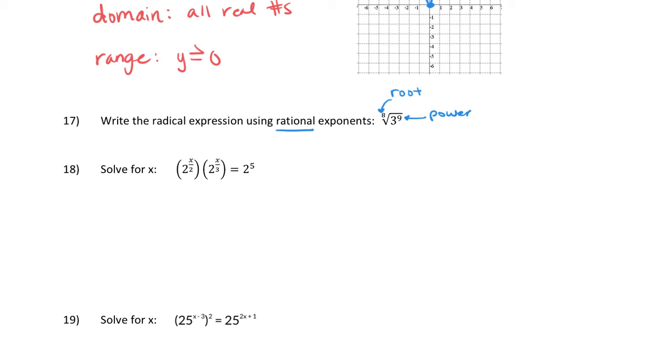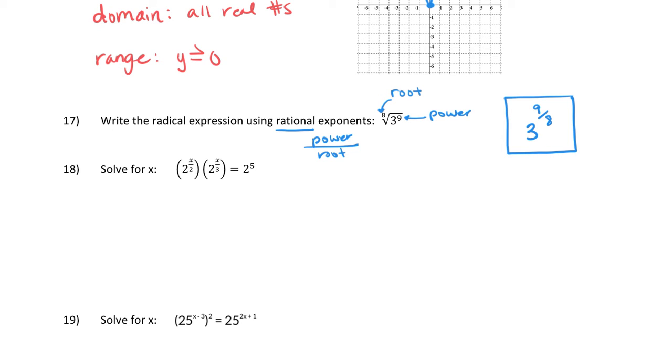When we rewrite this, we want to remember that our rational exponents are always written with the power over the root. That's how we put our fraction together. So we keep our base of 3, and we put the power over the root. The power was 9, and the root is 8. So there is our radical expression written using rational exponents. This 3 to the 9/8 power is the same thing as the 8th root of 3 to the 9th.